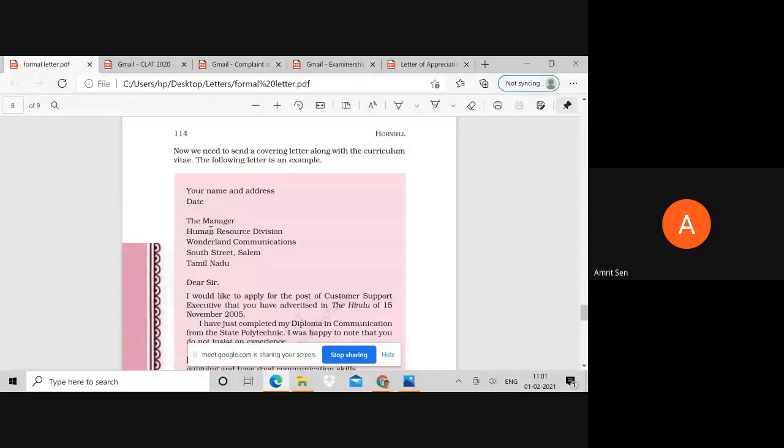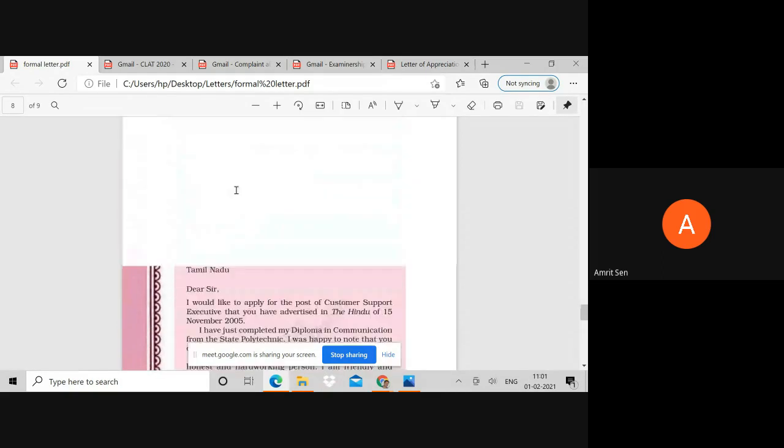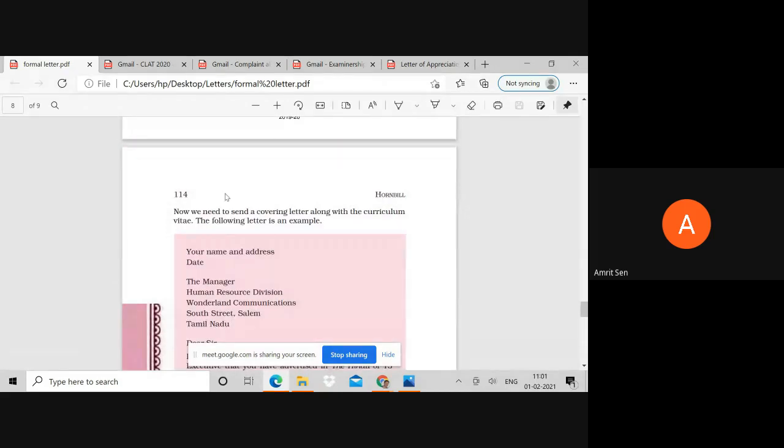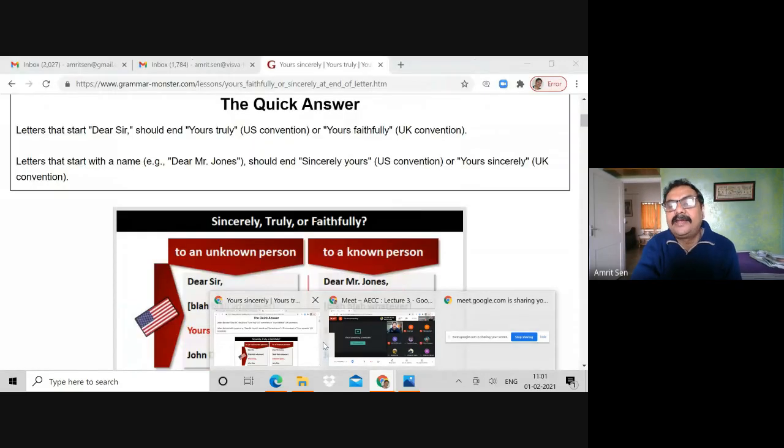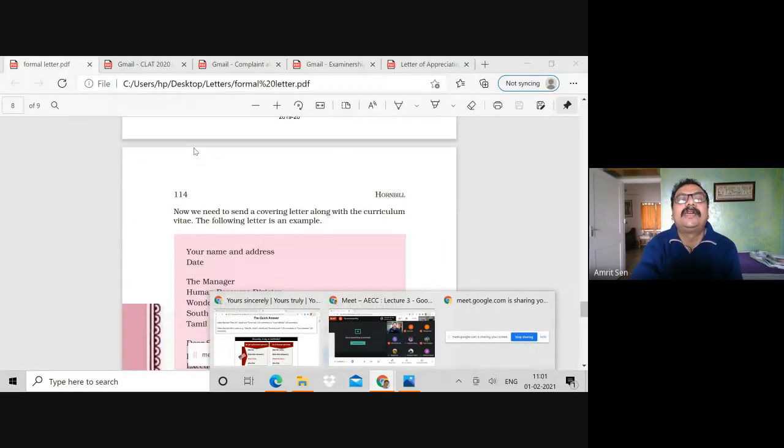Thanking you, since you've written "dear sir," "yours truly, XYZ," and underneath you can provide your complete address. Your complete address can also be provided right at the top, right? So this is the structure of the formal letter and the formal email, right? So that is what I wanted to share with you.